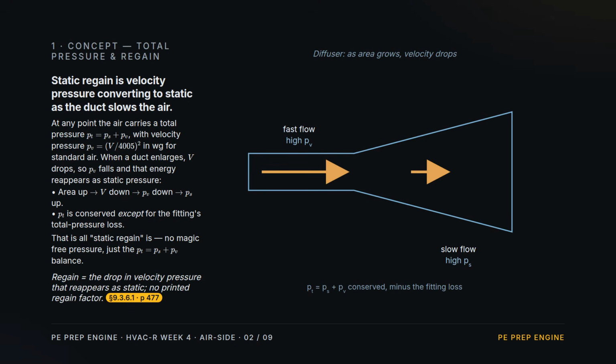Concept: total pressure and regain. Every point in the duct carries total pressure, static plus velocity pressure. Widen the duct and velocity falls, so velocity pressure falls, and that energy comes back as static pressure. That is the whole story of static regain. No free pressure, just the total pressure balance holding, minus whatever the fitting itself dissipates.